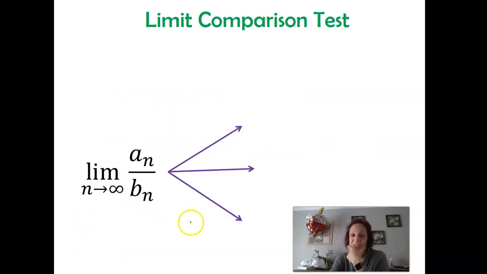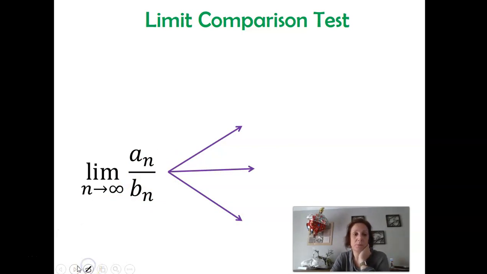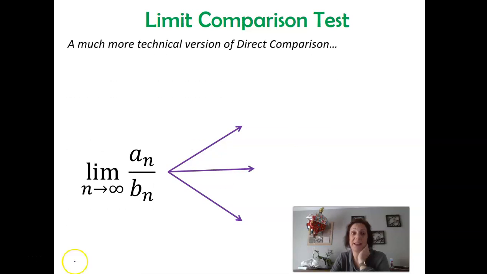Now, one they can ask you to use is this one, limit comparison. So when we write this one on our chart, we're going to put a star next to it because AP can ask you specifically, do this using the limit comparison test. God, I hope they don't. Okay. Not a huge fan of limit comparison test.